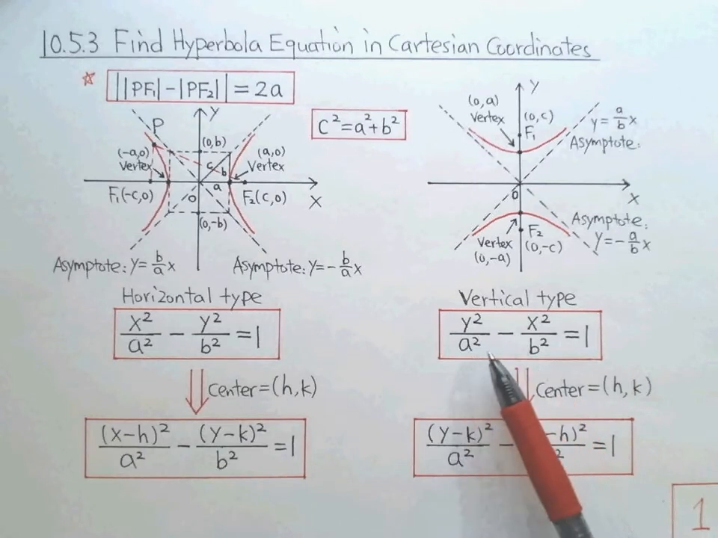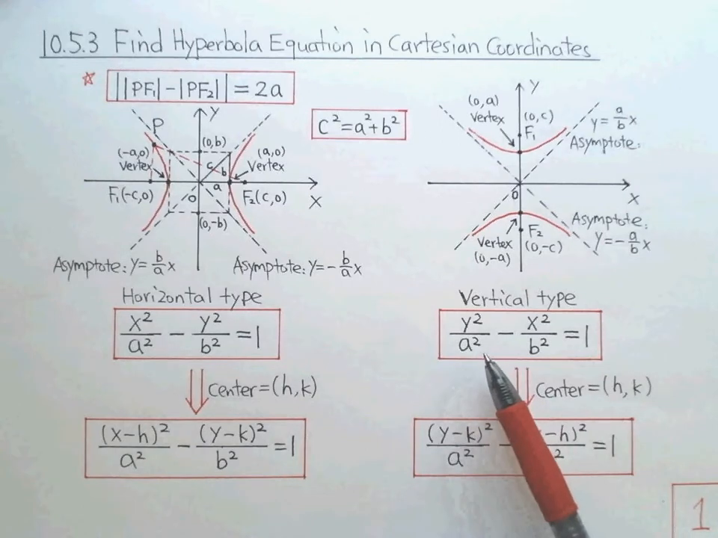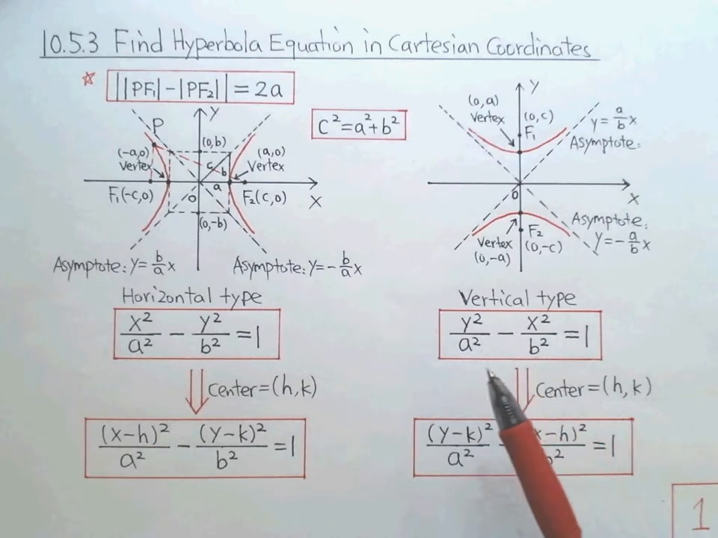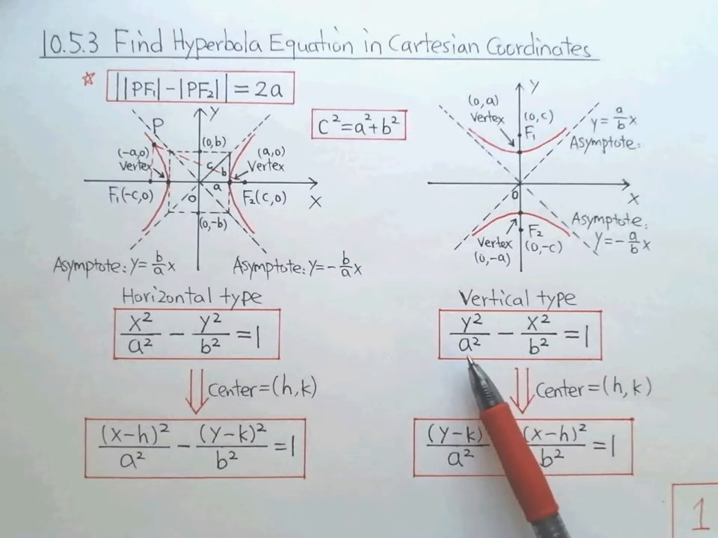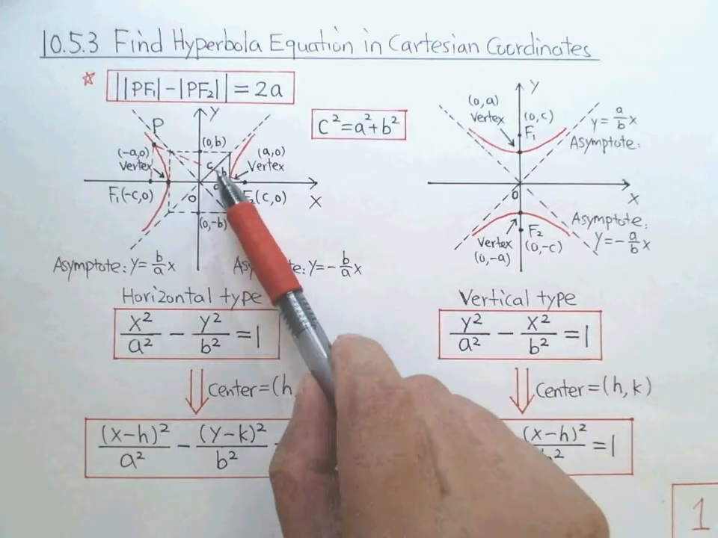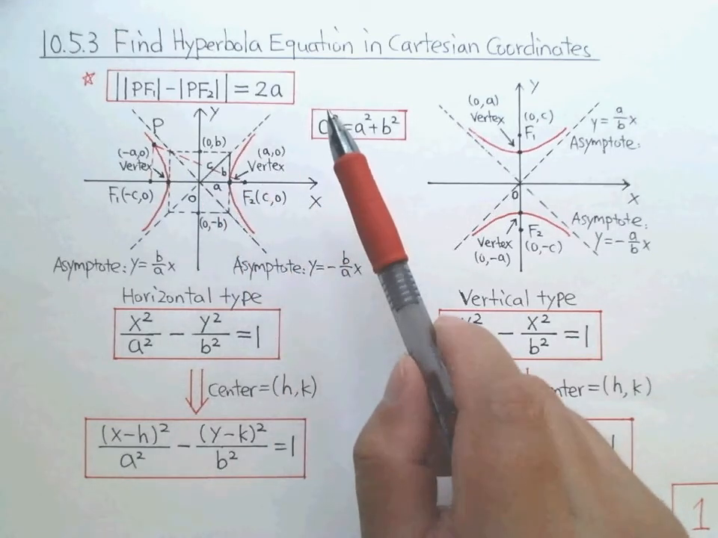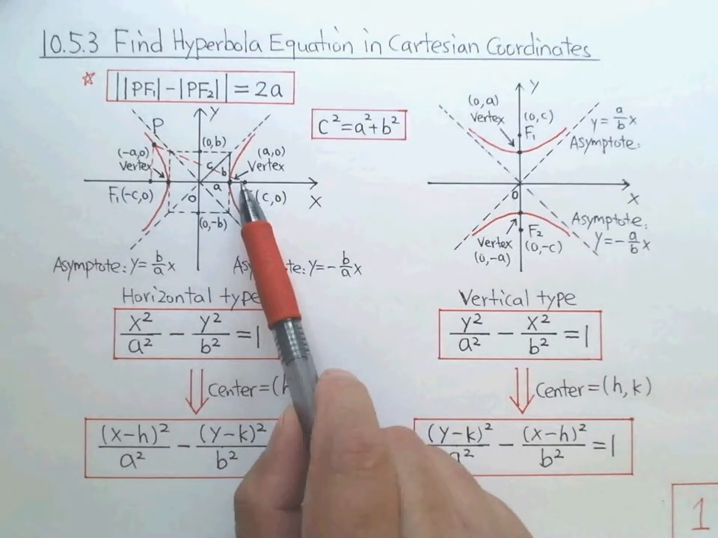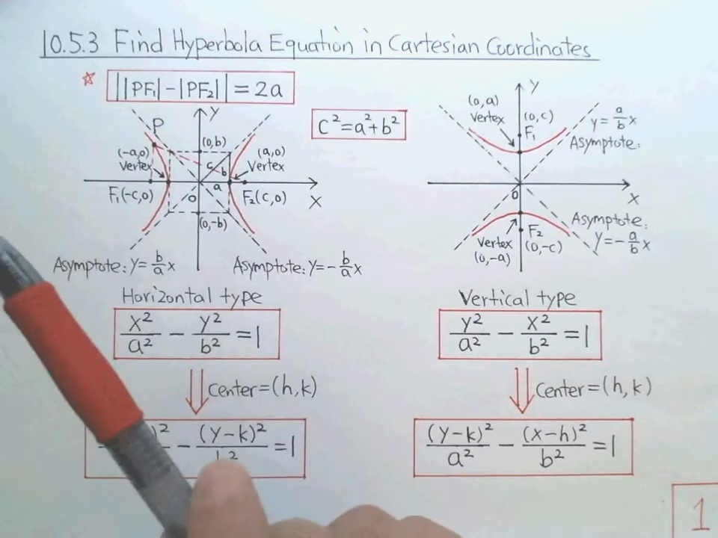Do we know which one is bigger, a or b? In the ellipse, the biggest one goes with x if horizontal, and the biggest one goes with y if vertical. Do we know the size for a and b? No, we do not know. So a always goes first. But we do know that among a, b, c, c is the largest. In the right triangle, c is the hypotenuse, the longest. Or you can see c is the center to the foci, which of course is bigger than a, the center to the vertices.